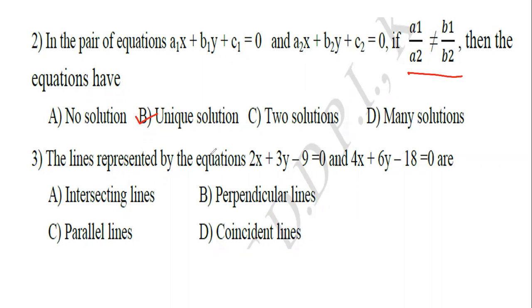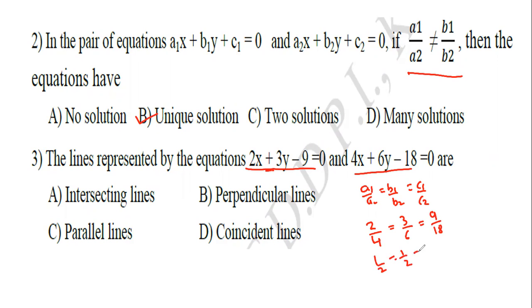The lines represented by the equations 2x plus 3y minus 9 is equal to 0 and 4x plus 6y minus 18 is equal to 0 are dash. So a1 by a2 is equal to b1 by b2 is equal to c1 by c2. Substitute the values. a1 by a2 is 2 by 4, b1 by b2 is 3 by 6, which is equal to c1 by c2 is 9 by 18. When you divide, you will get 1 by 2 is equal to 1 by 2 is equal to 1 by 2. So which option is right?